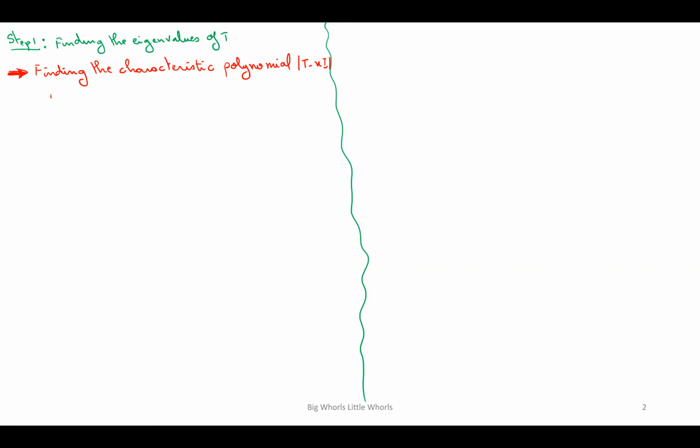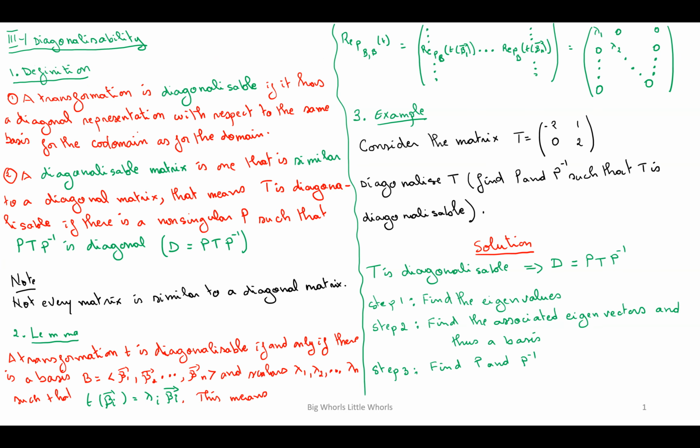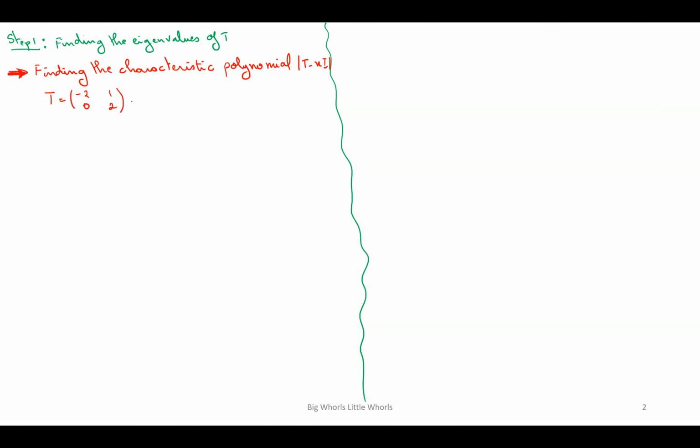So we have our T, which is equal to [-2, 0; 1, 2]. Let me check. Yeah, minus 2, 0, 1, 2. Okay, and we have T minus xI. If we don't know how to find the eigenvalues and the eigenvectors, maybe go back to the first part of this chapter, our previous videos. And here is going to be minus xI or minus lambda I, doesn't matter.